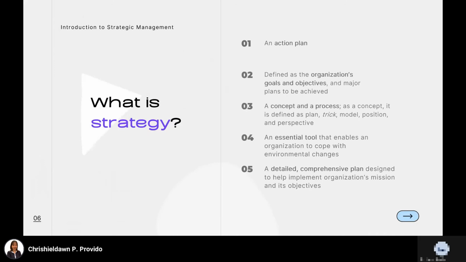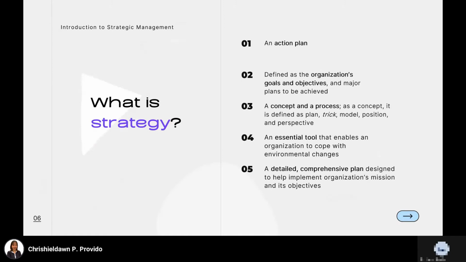To understand further, let us define what is strategy. In the most general terms, it is an action plan to achieve objectives which are usually focused on business development function, such as timely uncovering of significant problems and bringing together the efforts of all the departments of the company. It is also defined as the organization's goals and objectives, major plans to be achieved in order to clearly define what the organization should do.